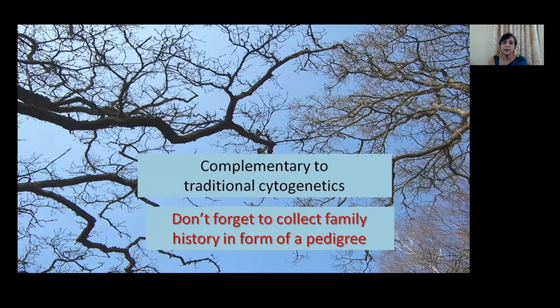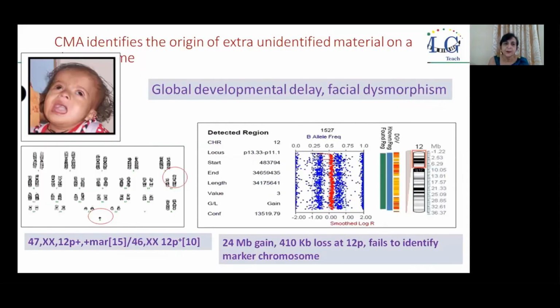So basically, microarray is very useful as a first-tier investigation for intellectual disability, but sometimes it can also be helpful in evaluation of abnormalities detected by traditional karyotyping. This particular child had extra material on chromosome 12, and we did not know what it was from. So microarray showed that there was duplication of 12p. That means the same part was duplicated tandemly, and we got the origin of this extra material on chromosome 12 by microarray.